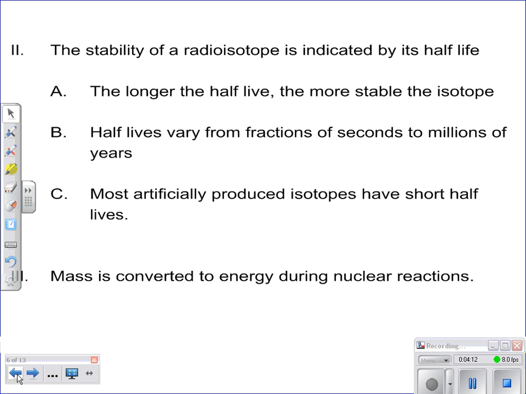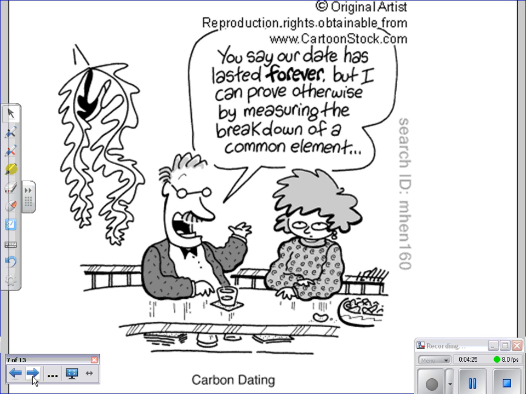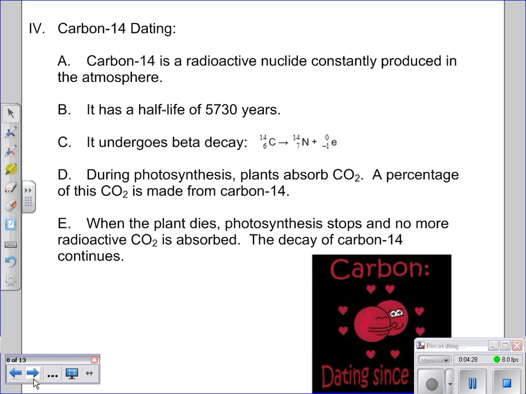And in the process of this decaying, we know that mass is converted to energy during nuclear reactions, and we've already gone through those calculations. We used E equals mc² for that. And we can talk about carbon dating. Carbon-14 just happens to be a radioactive nuclide. It's constantly produced in the atmosphere. It has a half-life of about 5,700 years, 5,730. And in the process, it undergoes beta decay. So you have carbon-14 that emits a beta particle and transmutates into nitrogen-14.